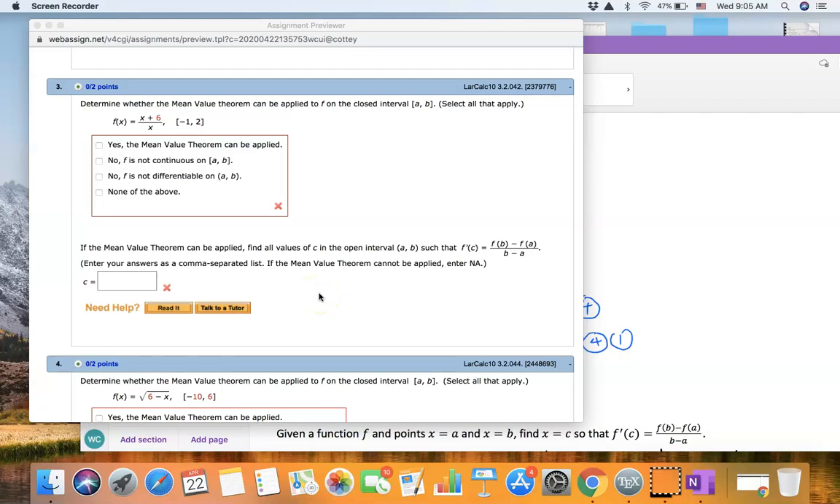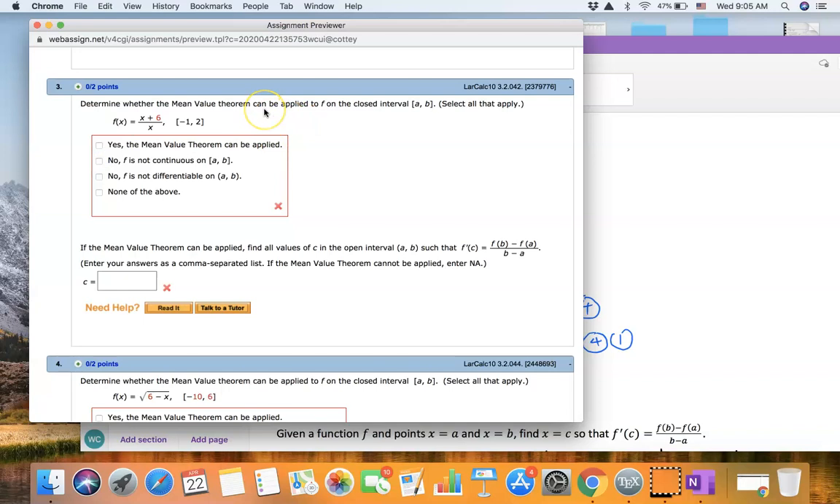Hi everyone. In this video, I will do some problems from the homework. Let's first take a look at number 3. Number 3 says to determine whether the mean value theorem can be applied to the given function on the given closed interval.